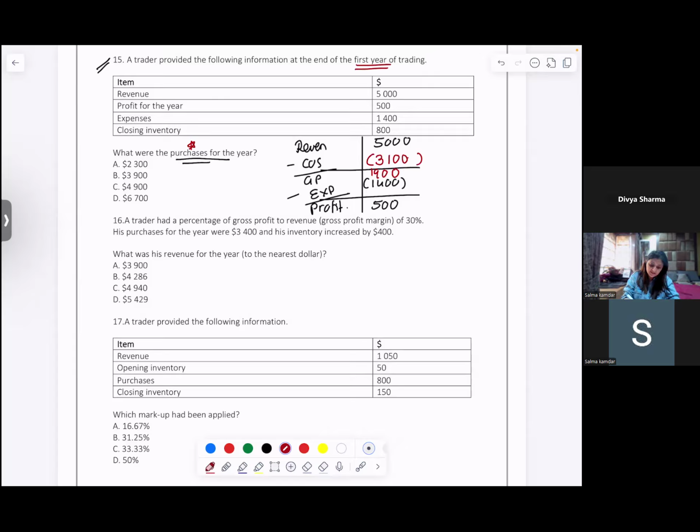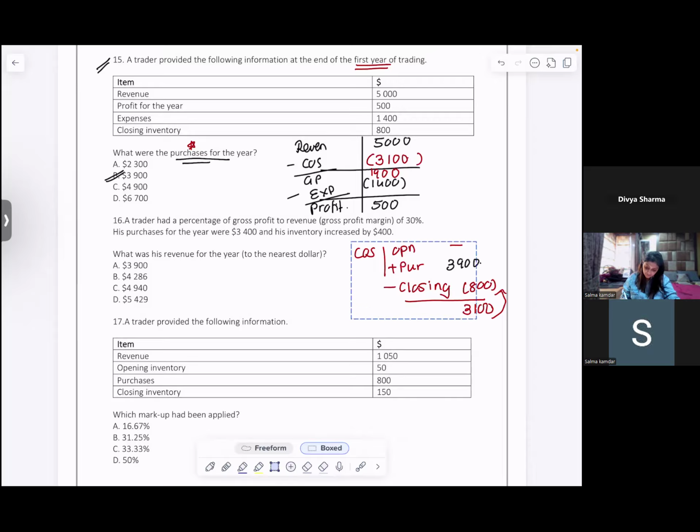It's the first year of trading, so no opening inventory. Cost of sales is made up of opening plus purchases minus closing. But since it's the first year, there's no opening inventory. So purchases minus closing is going to give 3,100. Again you go reverse: 3,100 plus 800. So purchases would be 3,900. Okay, fine. Now we go to the 16th one.